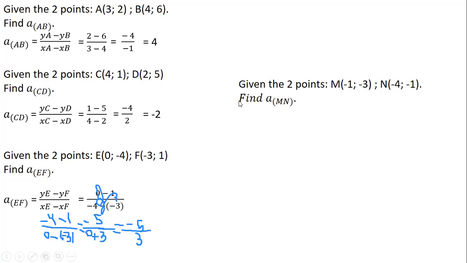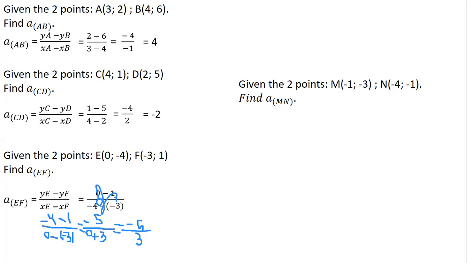Yes, yeah, Adam. Yalla, ya Adam. Given the 2 points M, which is minus 1, minus 3, and N, which is minus 4, minus 1. We should find the slope of line MN. What is the rule, ya Adam? Slope of line MN equal to what?